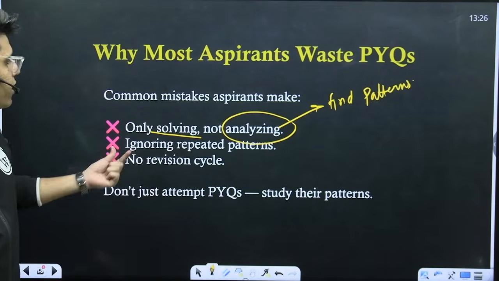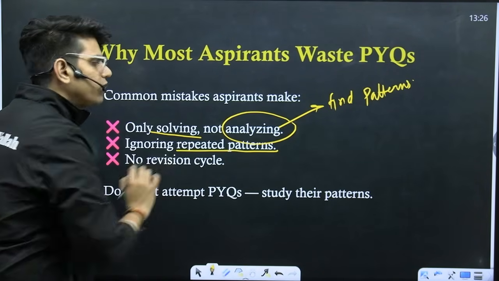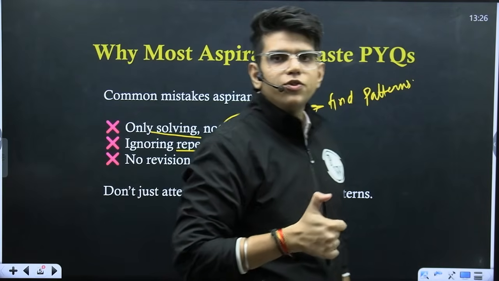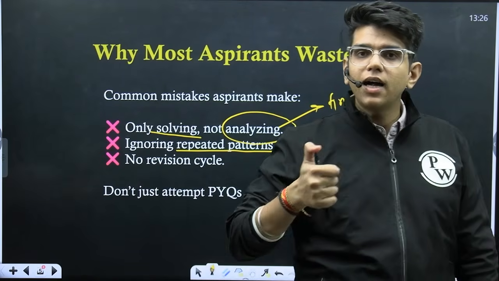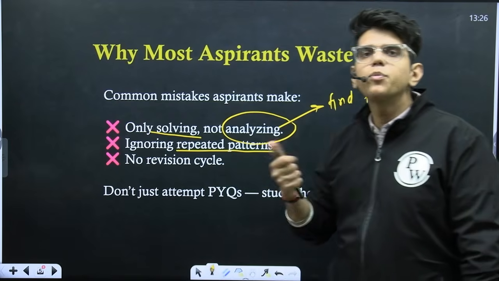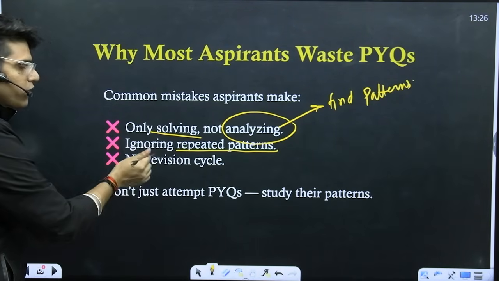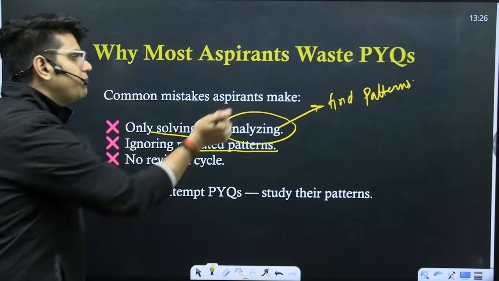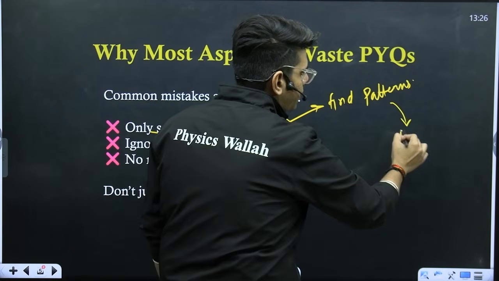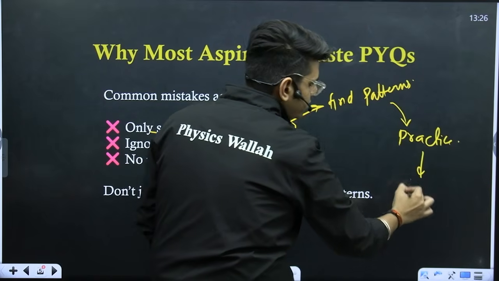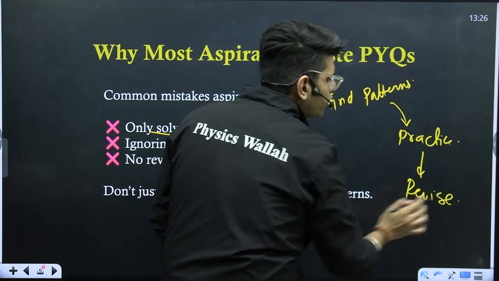Second thing, ignoring repeated patterns. You should not ignore the repeated patterns. You should not ignore the repeated questions which you get every year. You should first start attempting those questions which have very high probability of coming next year. Okay, and the third is having no revision cycles. Once you recognize the pattern, you have to practice, right? You have to revise. So this should be your habit.